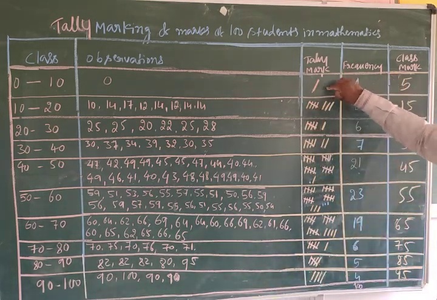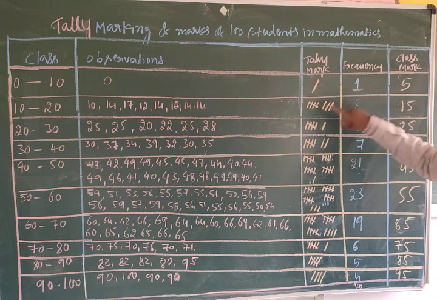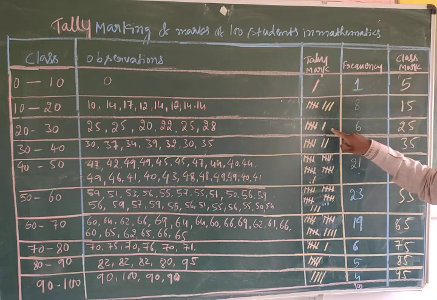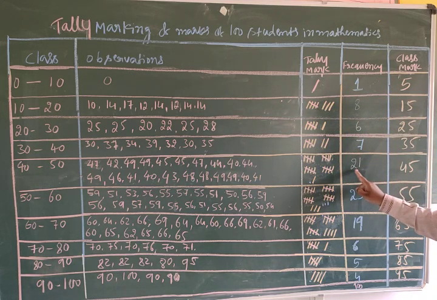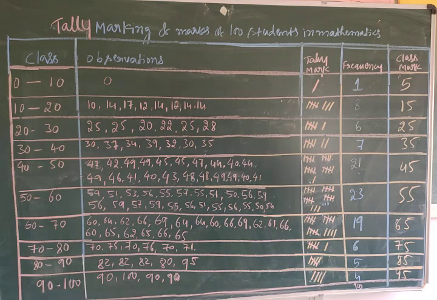So this is the frequency. How many? This is the frequency. 1, then 8, then 6, then 7, 21. This is the frequency. And what about the class mark? So class mark is nothing but, already explained, upper class limit plus lower class limit divided by 2.